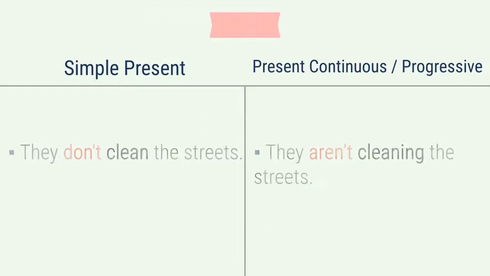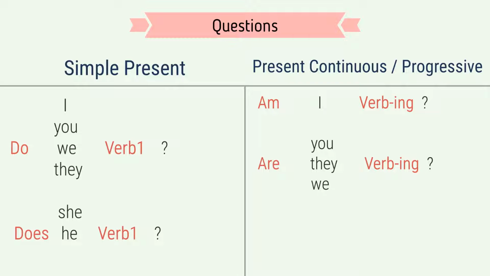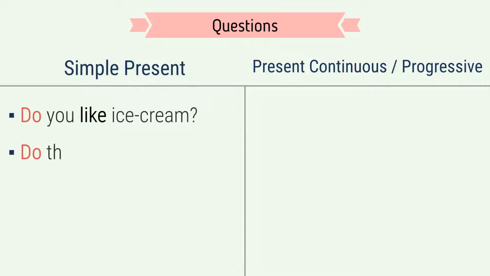Now let's look at question form. To make a question in the simple present tense, we use do. Do at the beginning of our sentence works like a question word. Do you like ice cream? Do they live in New York?